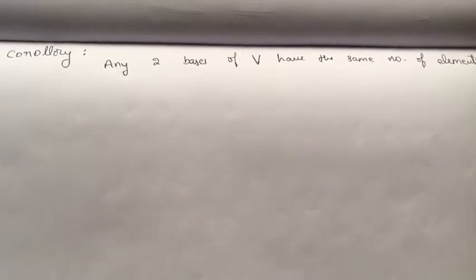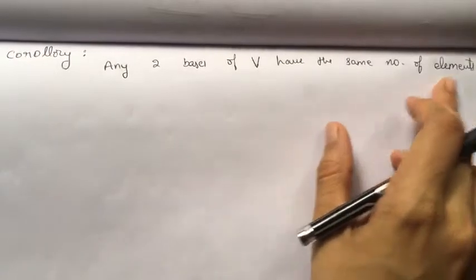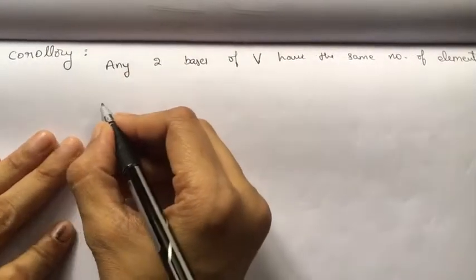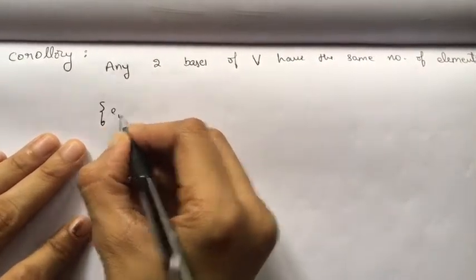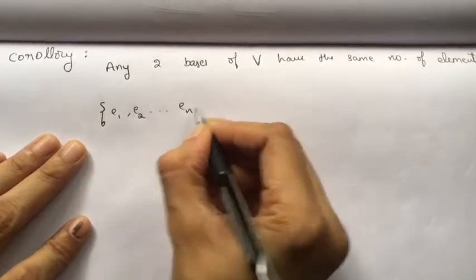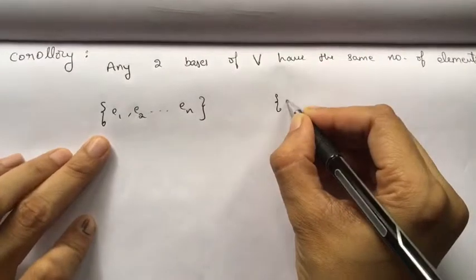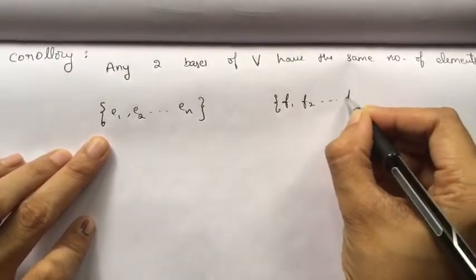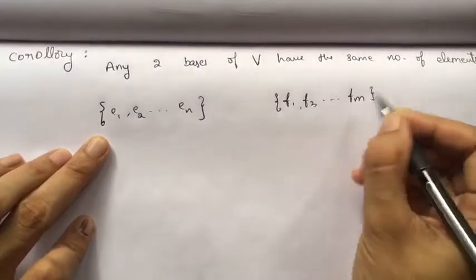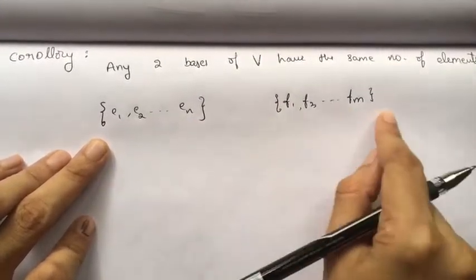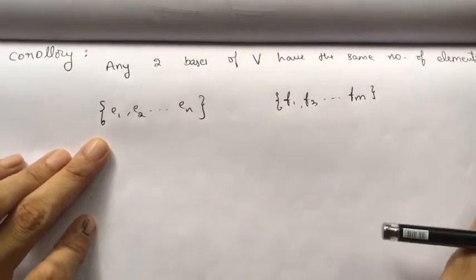Next is a corollary to this theorem. If I have any two bases of a vector space V, then the number of elements in those bases is the same. Any two bases of V will have the same number of elements. It's very easy. Say one basis is E1, E2, up to En, and another basis is F1, F2, up to Fm. One basis has n elements, another has m elements. I have to prove m equals n.